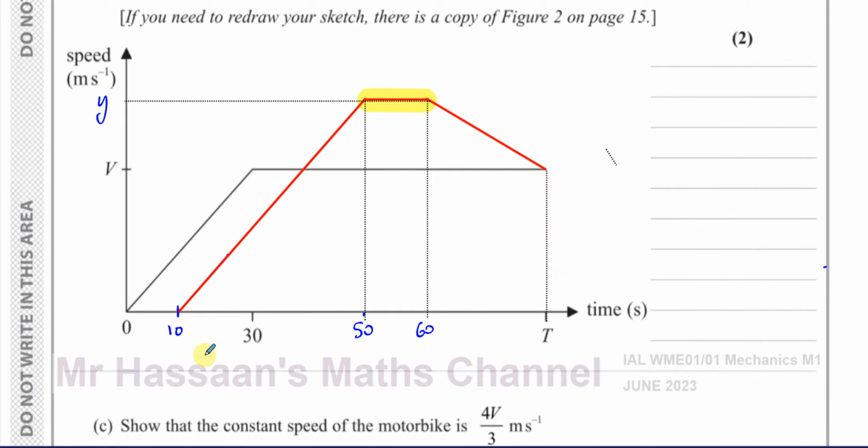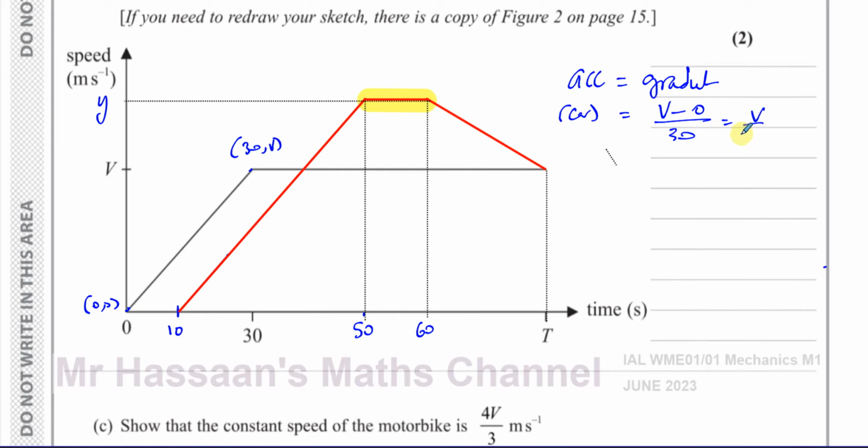Well, I know that the key to this is the fact that they were accelerating at the same rate. So we can say the acceleration of the car, as we mentioned, is the gradient of the graph for the car in the time that it's accelerating. And I can work that out in terms of v, because the acceleration of the car is going to be between these two points. This is the point 30, v, and this is the point 0, 0.